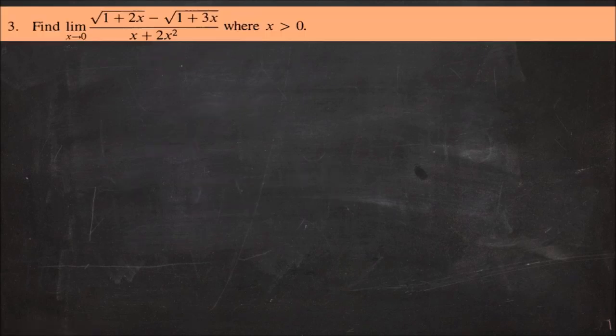Now let us move to question number 3. We have to find limit x tends to 0 of (root of (1 plus 2x) minus root of (1 plus 3x)) upon (x plus 2x square), where x is given to be greater than 0.